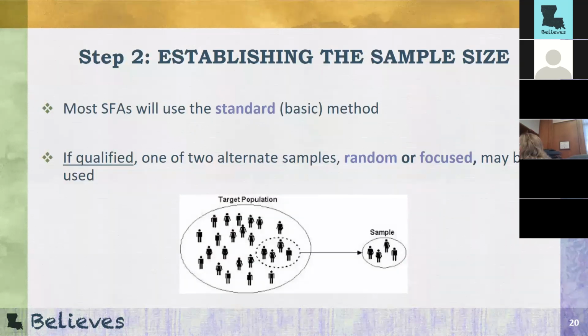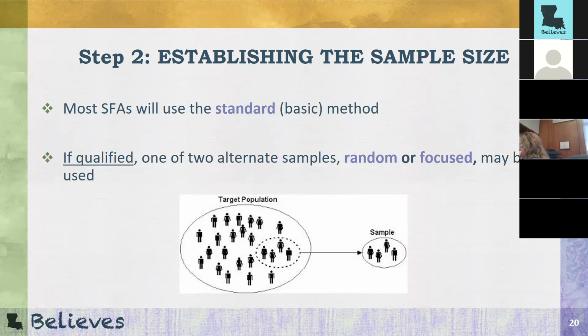Step number 2, establishing the sample size. Once the sample pool is determined, the local educational agency, or LEA, calculates the sample size or the number of applications that must be verified. When calculating the sample size, all fractions of decimals are rounded upward to the nearest whole number. At least one application must always be verified, with the exception of verification for cause.